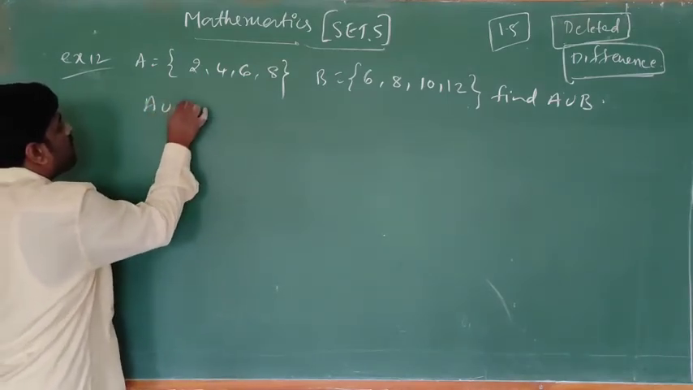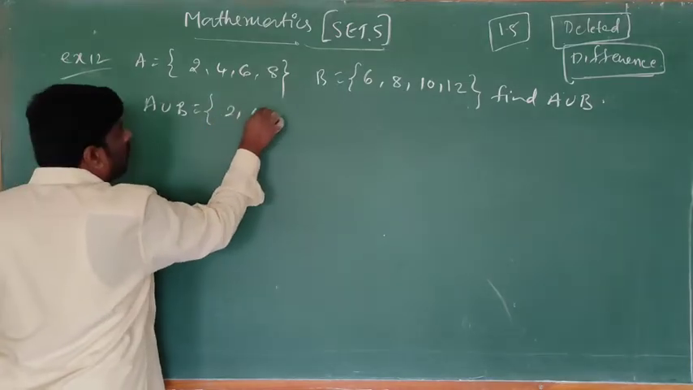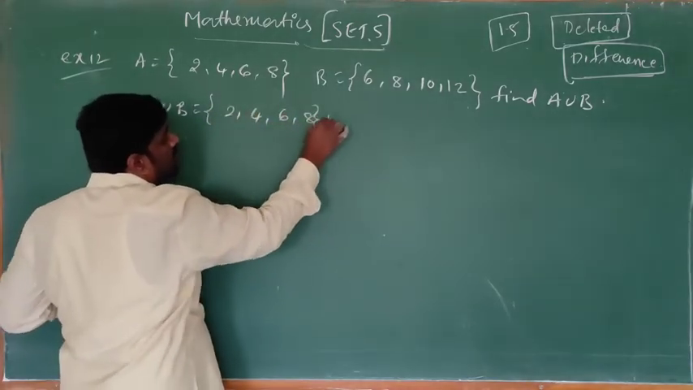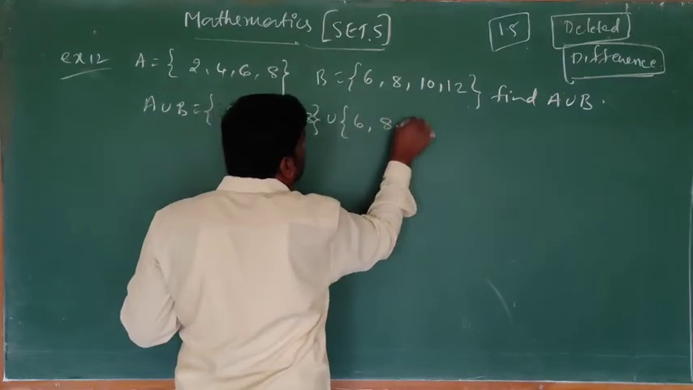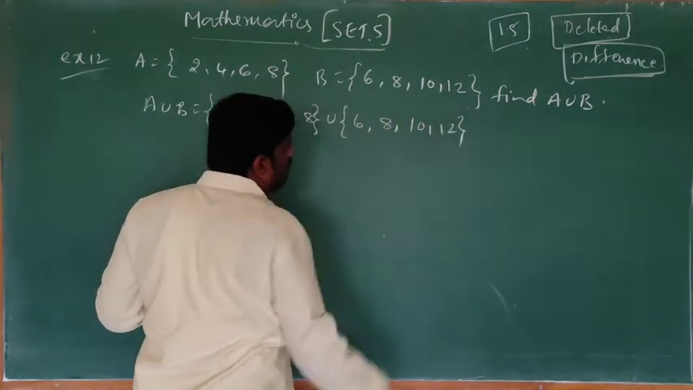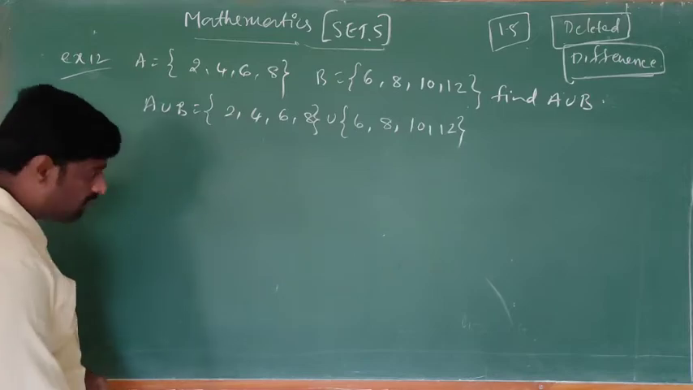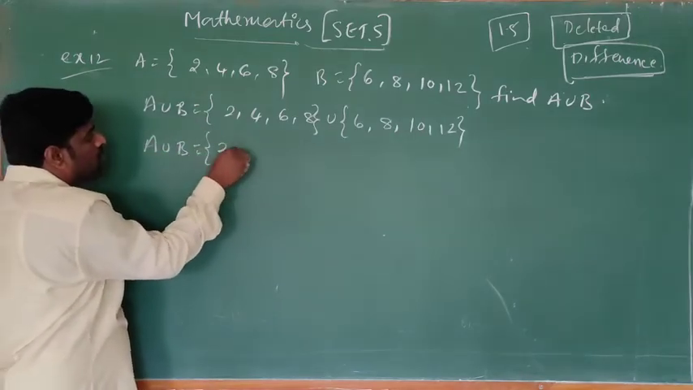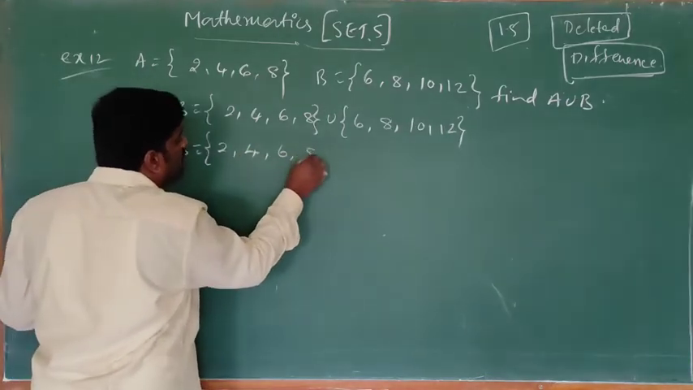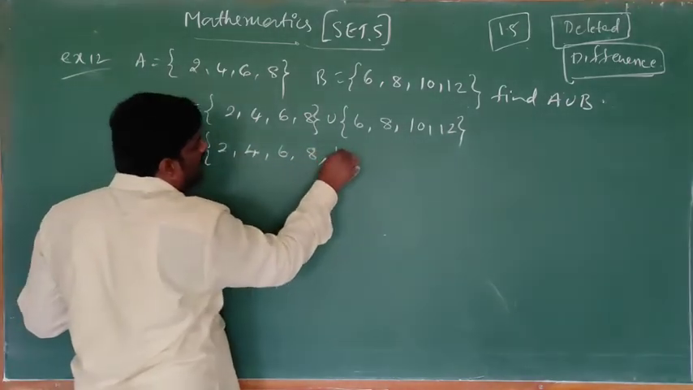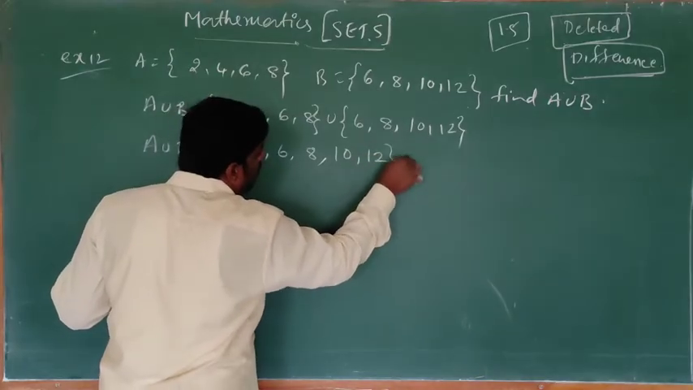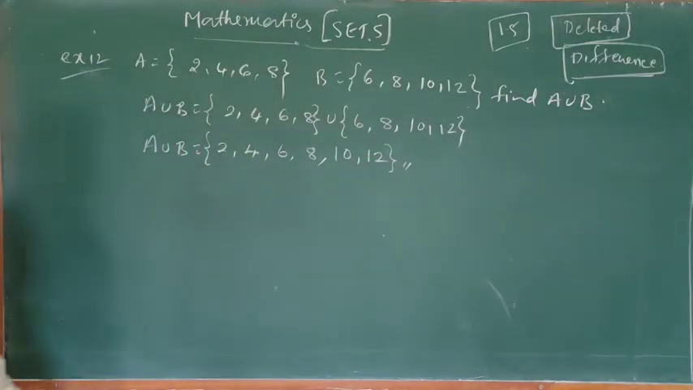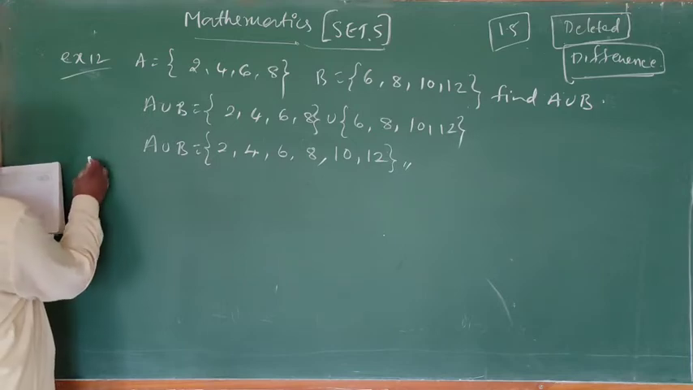Here A union B is equal to {2, 4, 6, 8} union {6, 8, 10, 12}. The union of these two sets, A union B, is {2, 4, 6, 8, 10, 12}. This is A union B. Next, example 13.